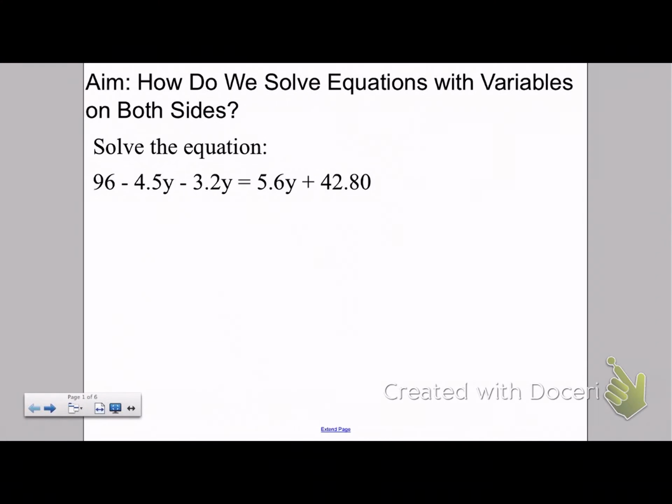Today's lesson is on how do we solve equations with variables on both sides. Solve the equation 96 minus 4.5y minus 3.2y equals 5.6y plus 42.80. Take a second to copy down the question.